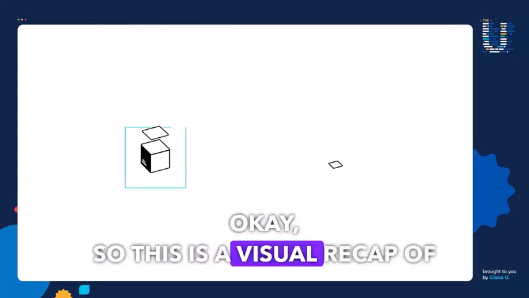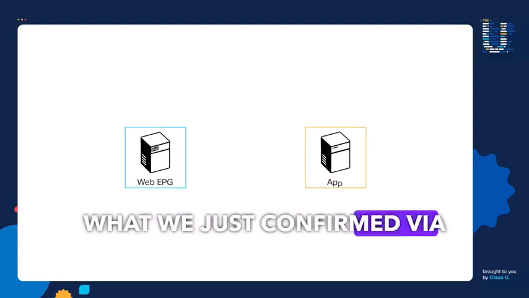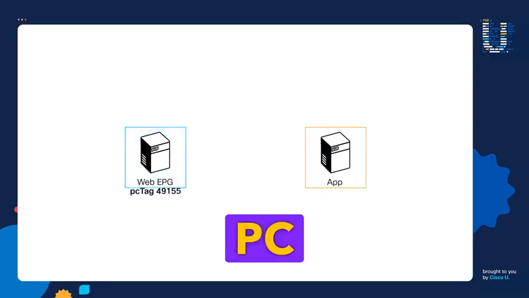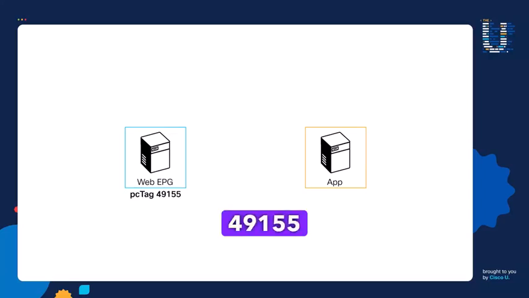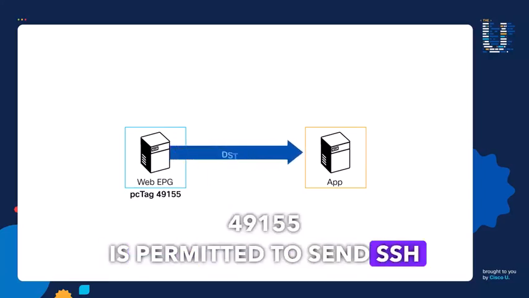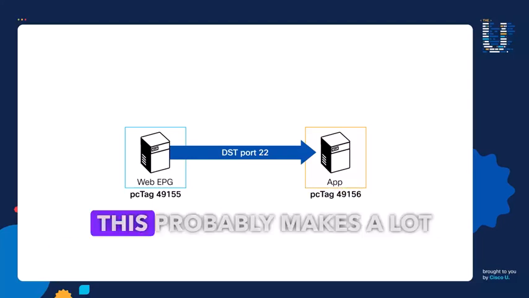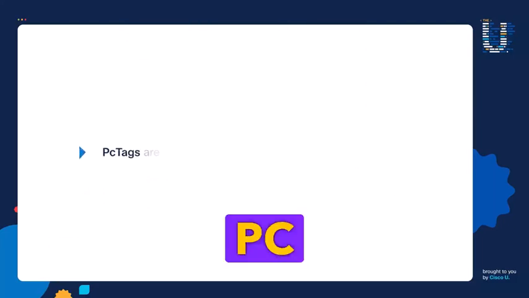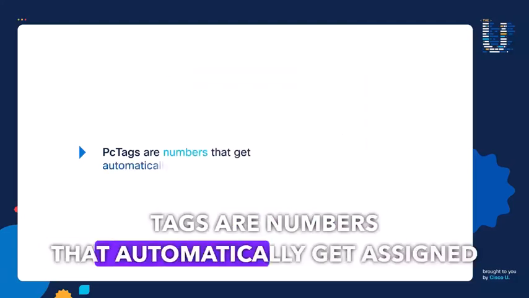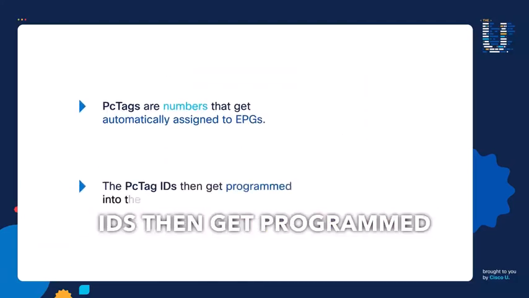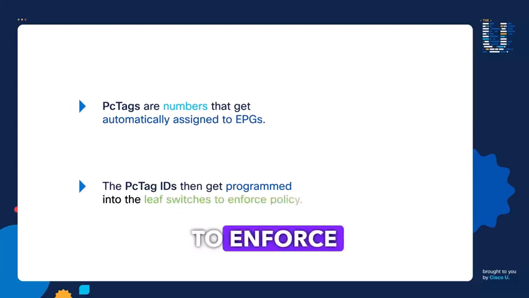Okay, so this is a visual recap of what we just confirmed via the zoning rules and filter ID commands. The web EPG with PC tag 49155 is permitted to send SSH traffic to the app EPG, which has PC tag 49156. So going back to our definition, this probably makes a lot more sense now. PC tags are numbers that automatically get assigned to EPGs. The PC tag IDs then get programmed into the leaf switches to enforce policy.